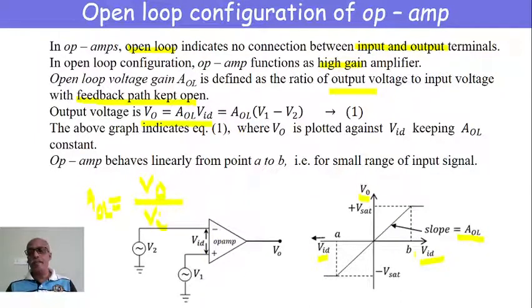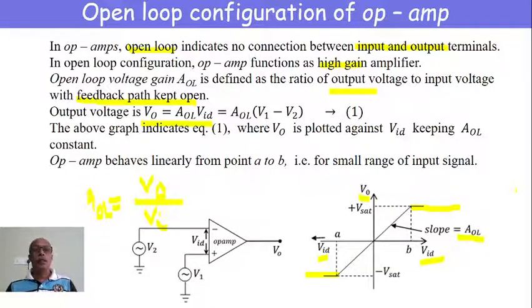If VID is increased beyond B in the positive direction or beyond A in the negative direction, then this variation will not remain linear. It gets saturated and moves parallel to the x-axis.